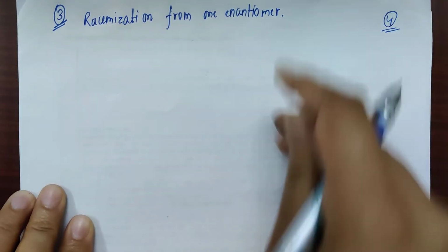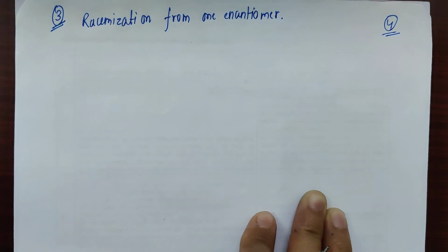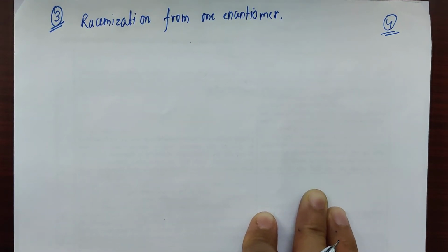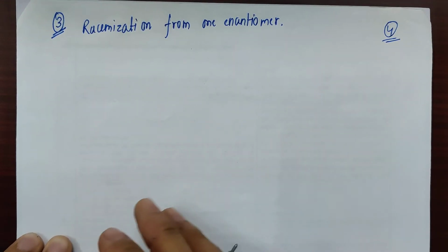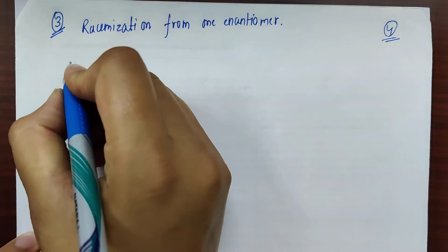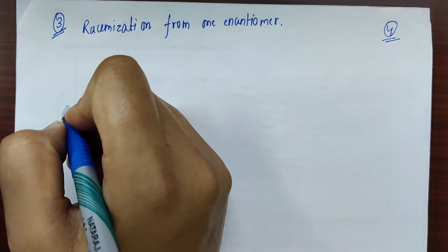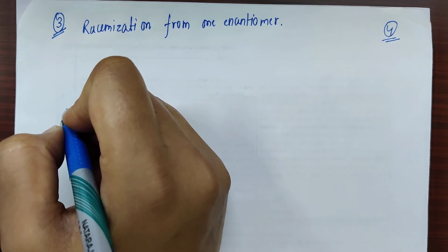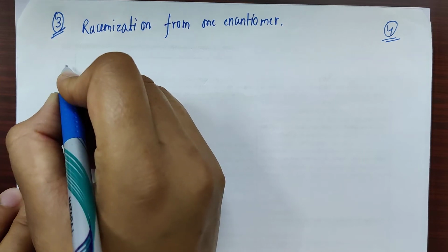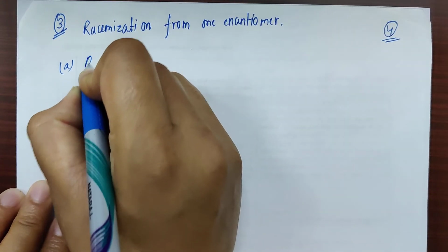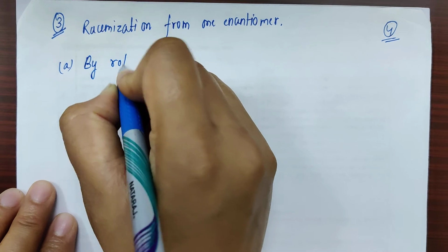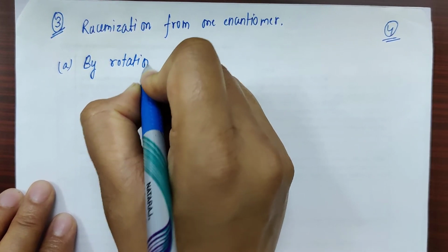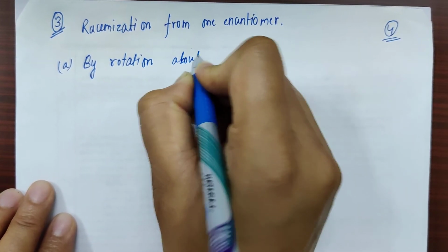in some cases this is possible. There are some molecules which show racemization, or which show optical activity, due to restriction of rotation about a single bond. Okay, so let's take the example of rotation about a single bond.